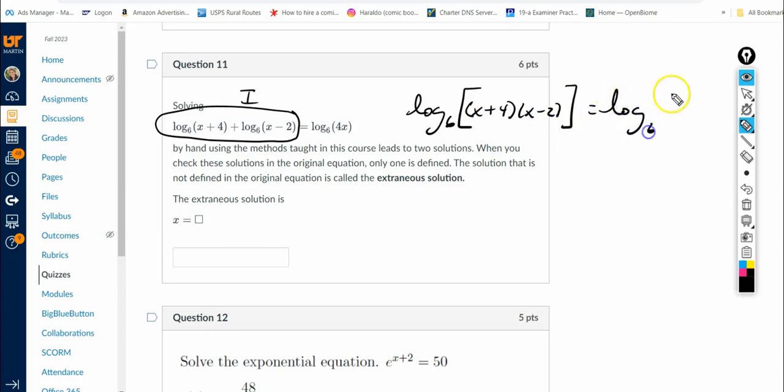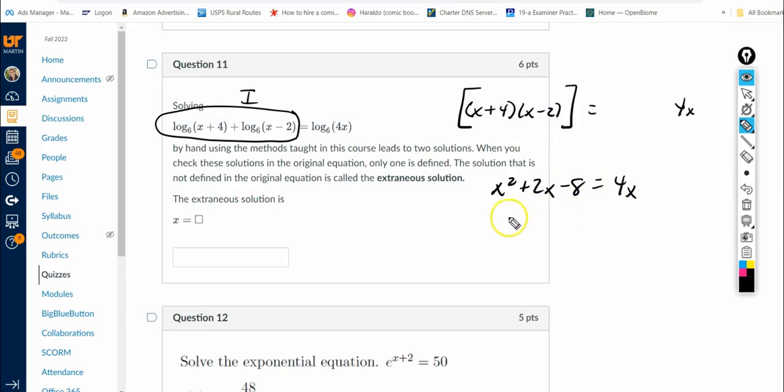Now I have single logarithms on each side. So using the uniqueness property, I can just get rid of these logs. This is equal to that by uniqueness. So now I'm going to FOIL this. I'm going to have x squared minus 2x plus 4x, and then minus 8 equals 4x. Subtract 4x from each side. 2x minus 4x is minus 2x.